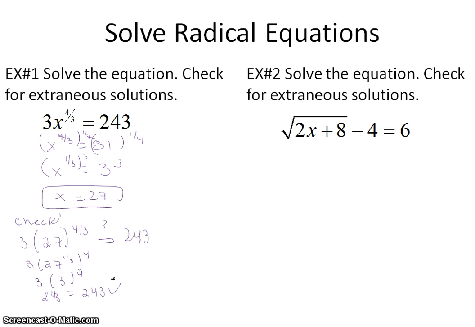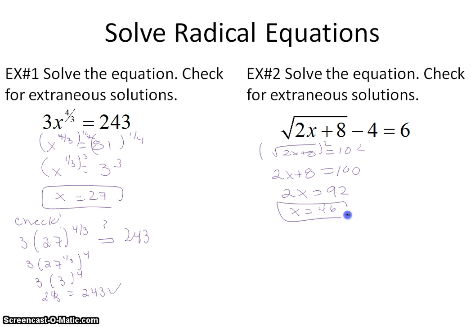Let's move on to problem number 2. I want to isolate the term with x in it, which is the square root. So I'm going to add 4 to the other side. So the square root of 2x plus 8 equals 10. To get rid of a square root, we can square both sides. So we have 2x plus 8 is 100, and then just go ahead and solve it all the way down, and you get x is 46.